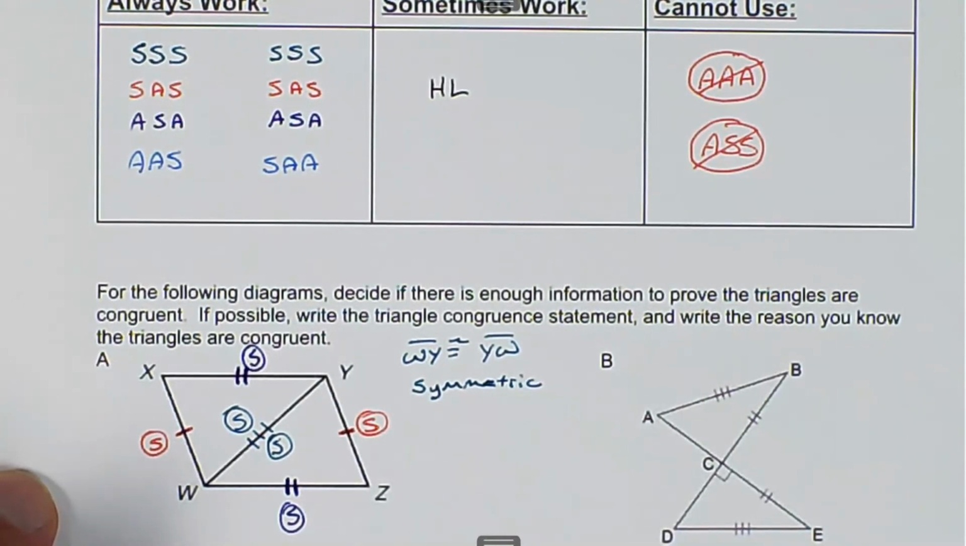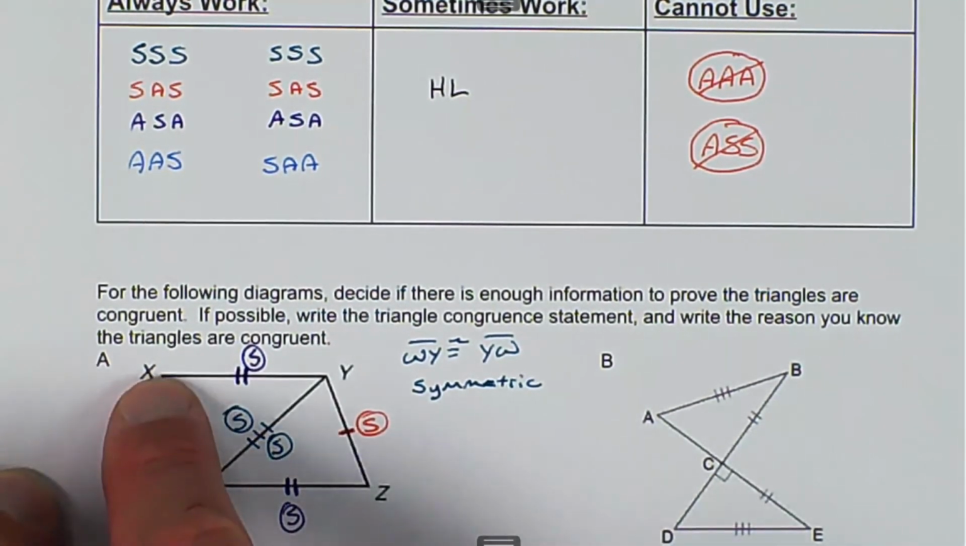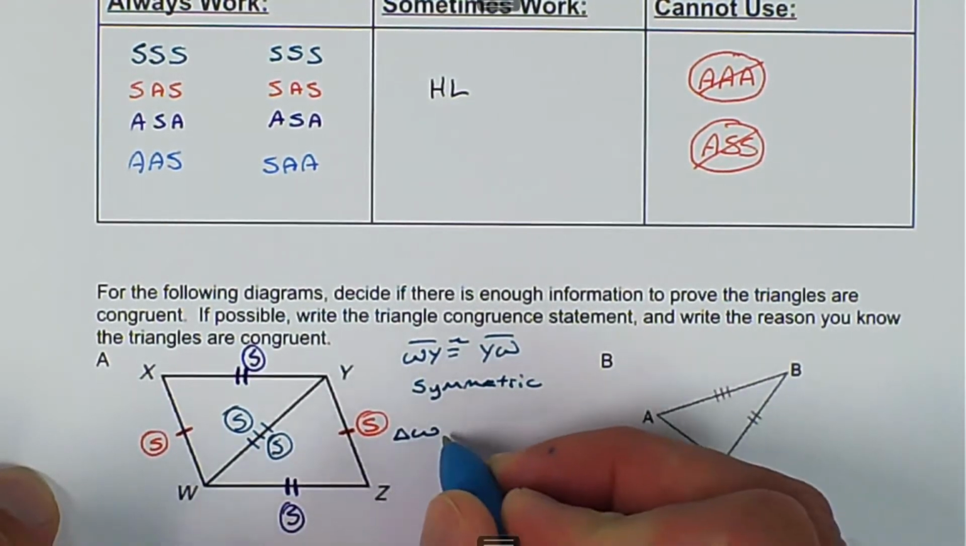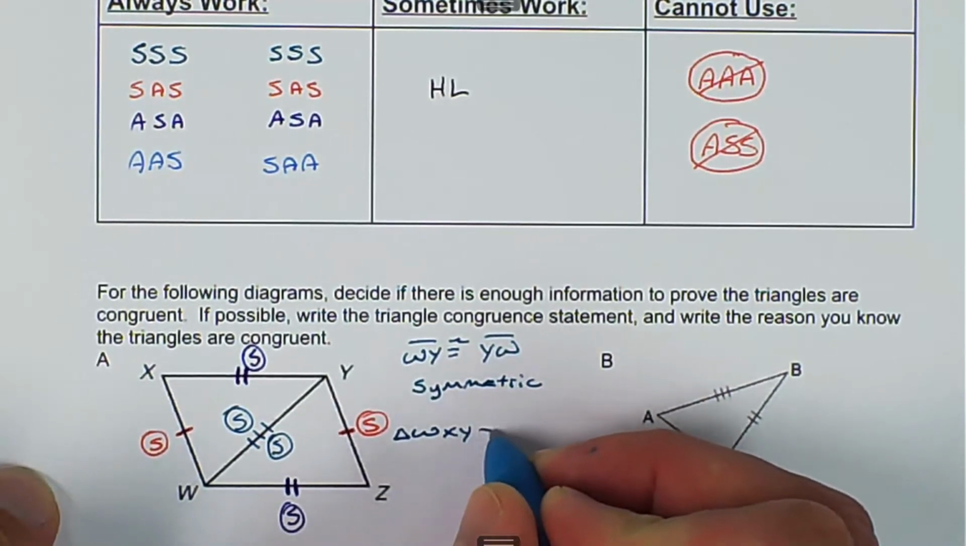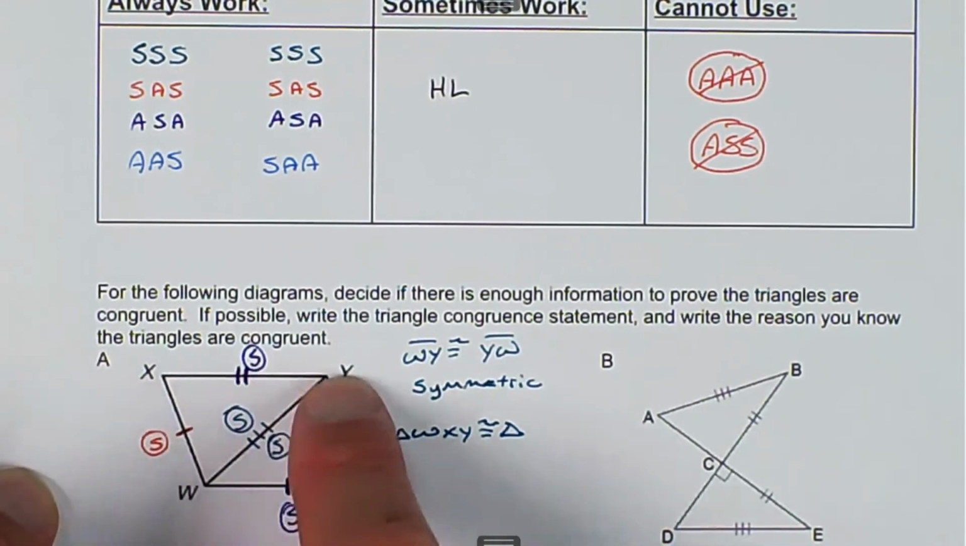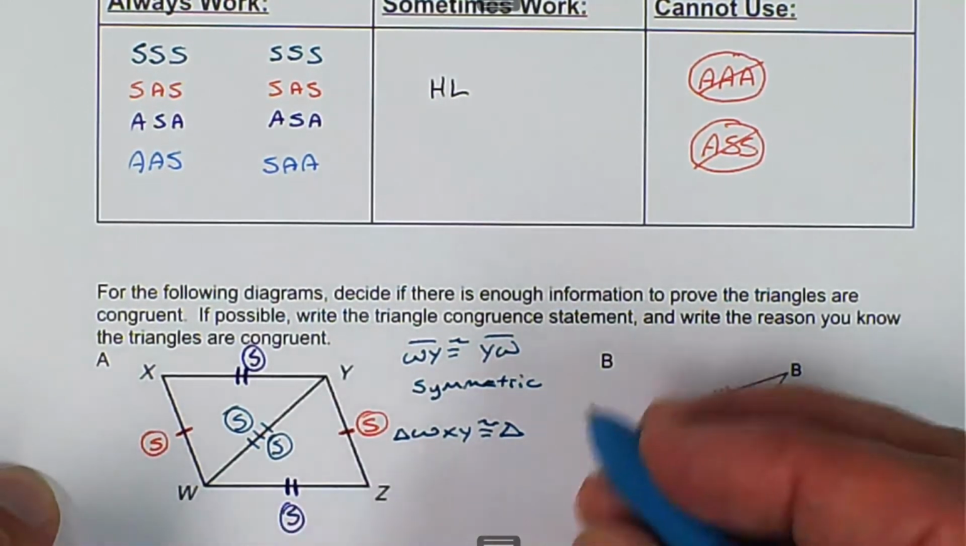Now it says, write the triangle congruency statement. Sometimes it's a little confusing when we just have these marked, but I'm just going to follow the numbers. So W, so 1, 2, 3. So W to X to Y. So triangle WXY is congruent to triangle, and again, I went 1, 2, 3, so I'm going to do that same thing. 1, 2, 3. So Y, Z, W.